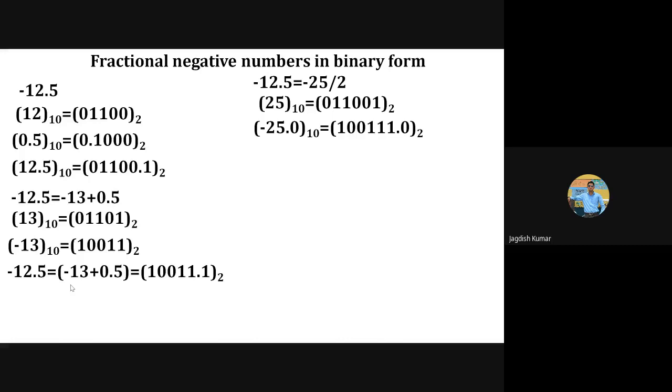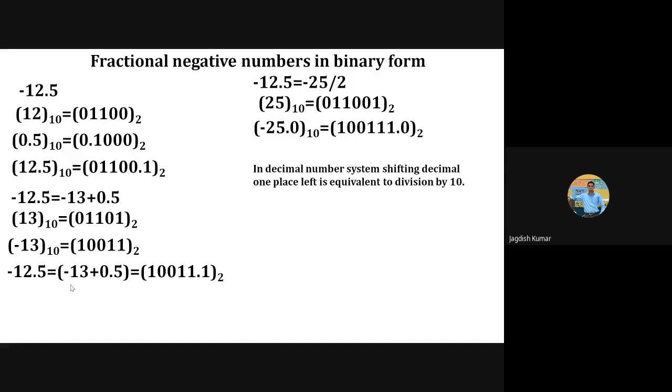Is this okay? Is this okay? Good. So that is minus 25. Fine. Very good. Now, I hope you are very familiar with the decimal number system.